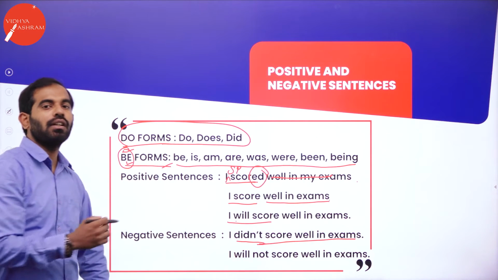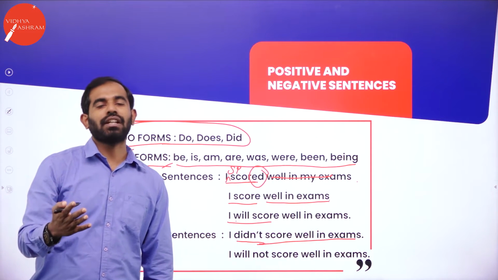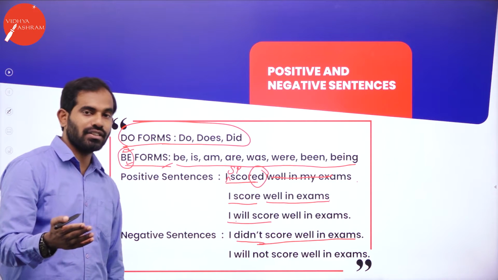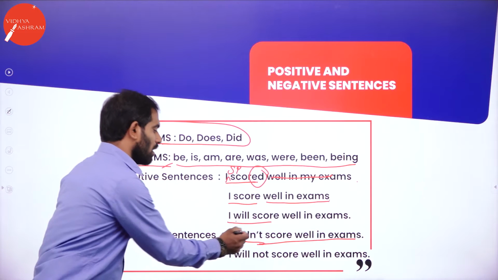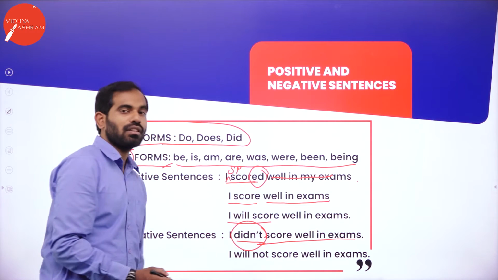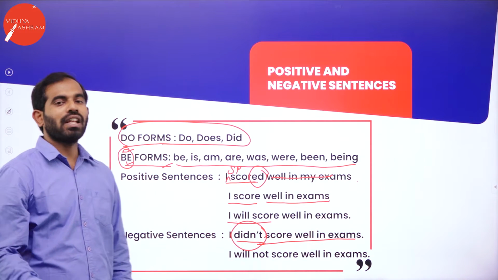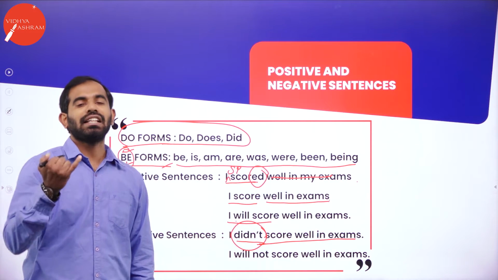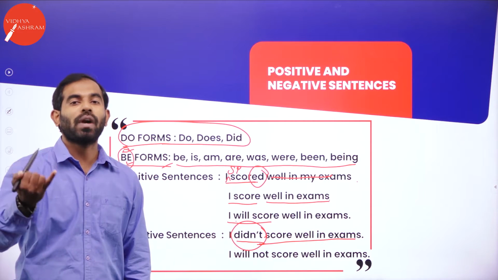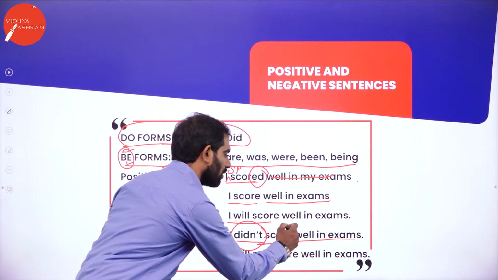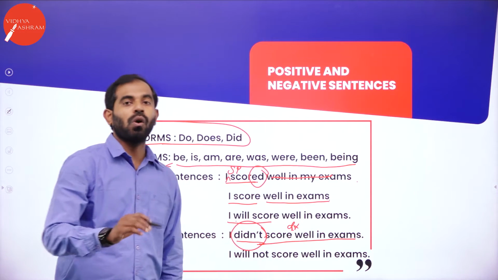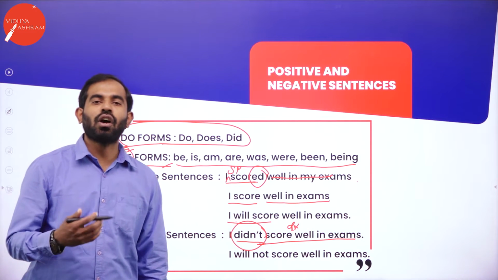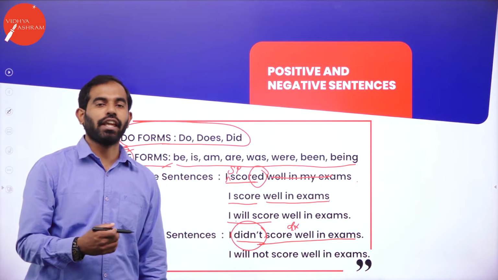Why is this important? Because while framing sentences or while answering your examination questions, do form plays a key role. Why? Because whenever you use any of these three forms, do form, it is I did not score well. It is not I did not scored well. No, I did not come to college. It is not I did not came to college yesterday.